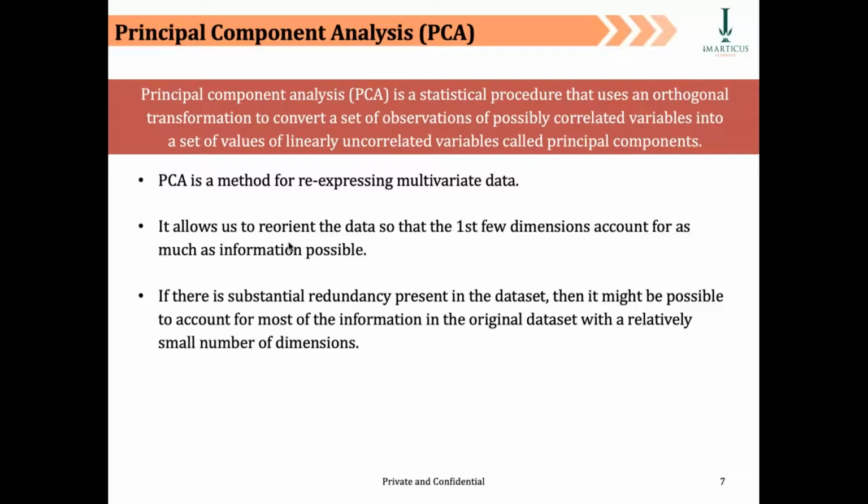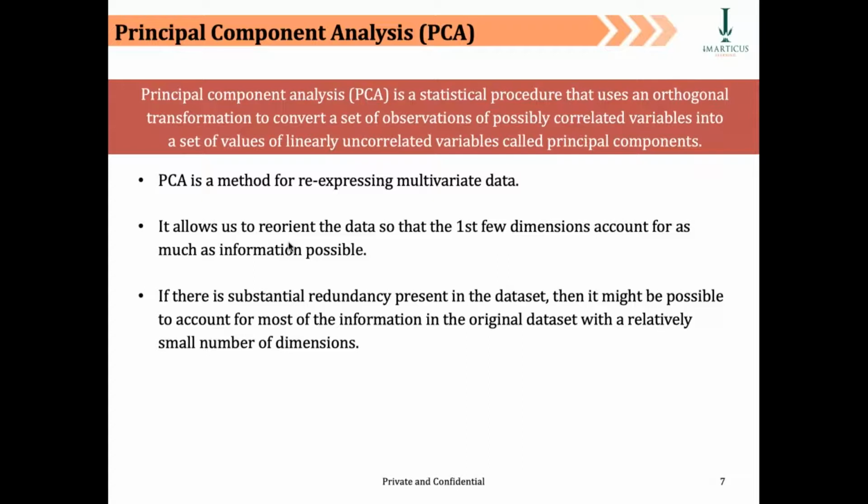Principal component analysis uses an orthogonal transformation to convert a set of observations of possibly correlated variables into a set of values of linearly uncorrelated variables called principal components. You remember we have discussed orthogonal transformations. That means it is taking the correlated variables and creating a set of values, which is the PCA output for you.